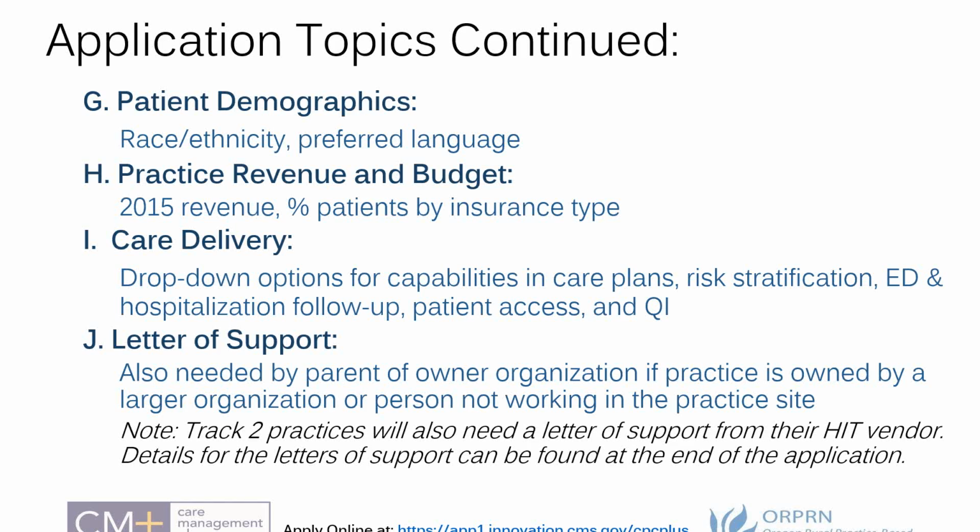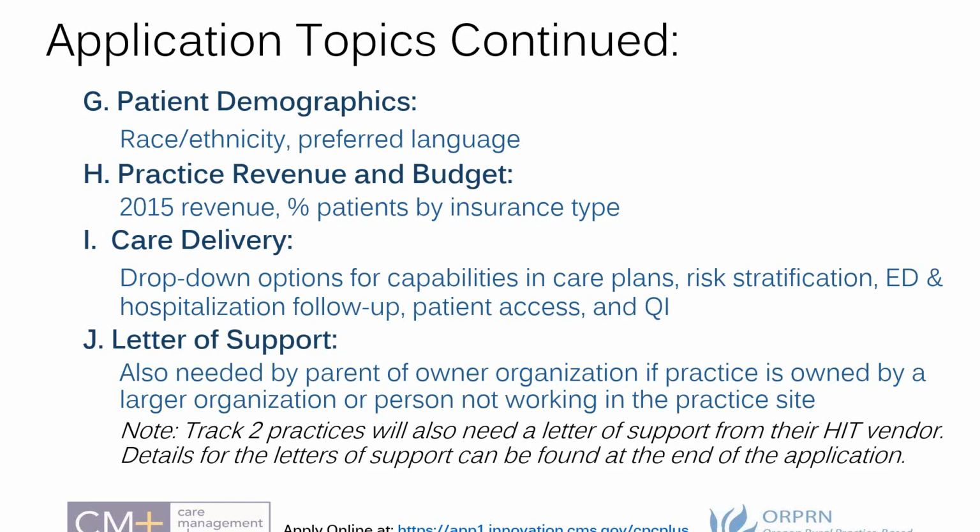I don't know if you can see the apply online link: app1.innovation.cms.gov/CPC+. It's a web application, so whatever's in there are the official application questions. There are some differences between the PDF and this.